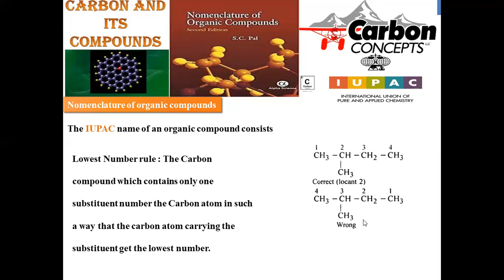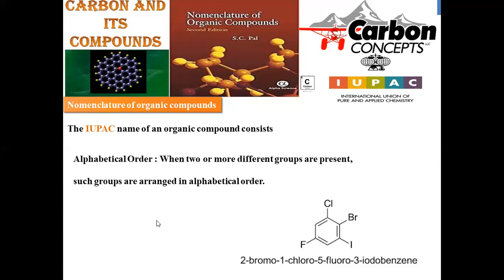Numbering from the right hand side is wrong because the methyl group is associated with number 3. That is the wrong order. So the correct naming will be 2-methyl, and the parental chain is 4 carbon. That's the reason why it will become butane. 2-methylbutane is the right representation of the compound in accordance with the IUPAC.